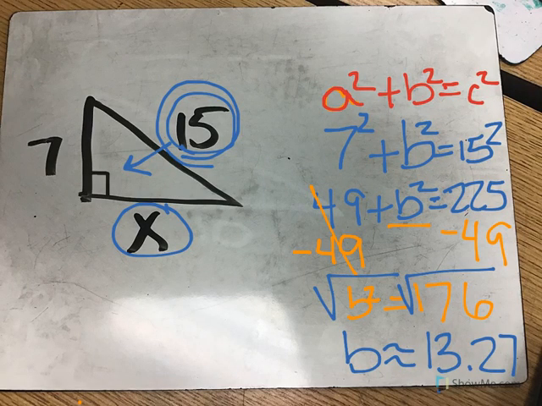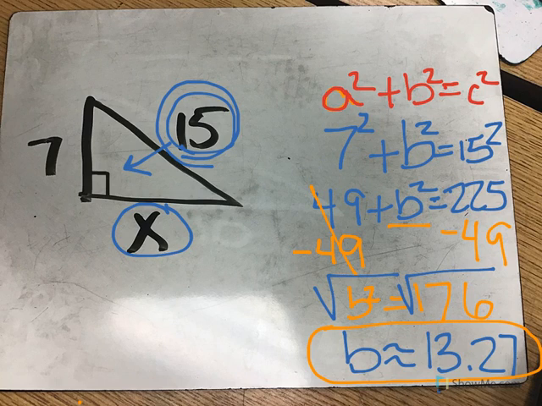Because my X or my B must be smaller than 15, which it is, so we know we did it correctly. So my X, or I put B, either way, is approximately 13.27, 13 and 27 hundredths. So again, on this one, 15 was my C, 7 is my A or B. On this one, I plugged it in as my A. I'm looking for my X, my B squared.